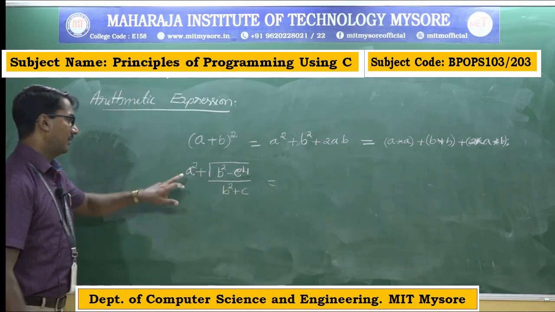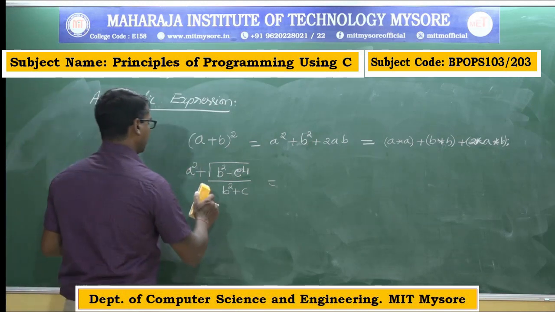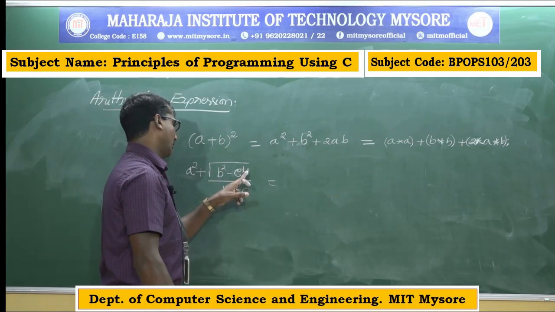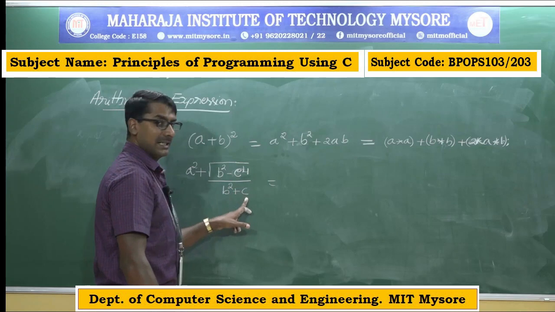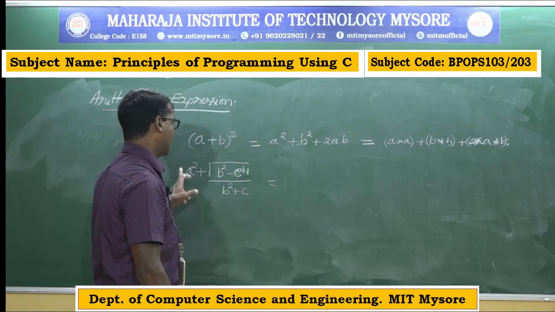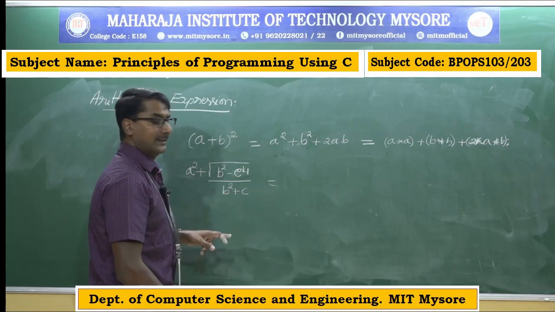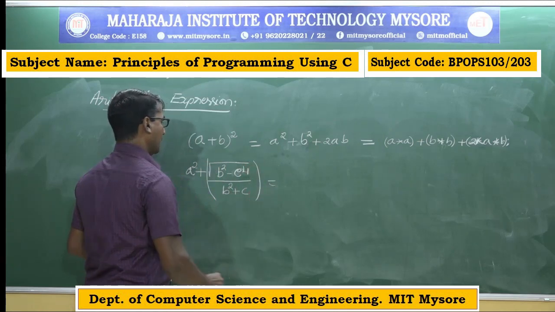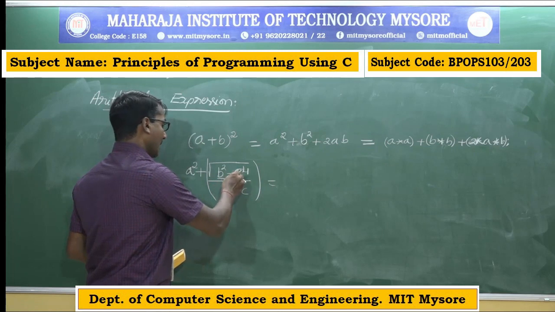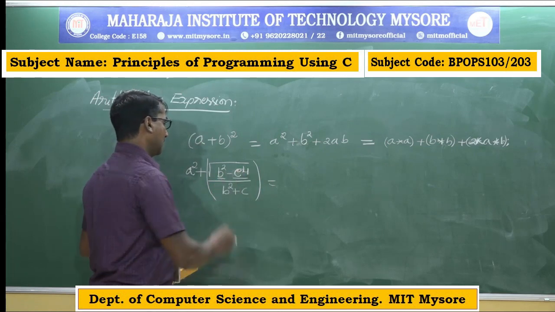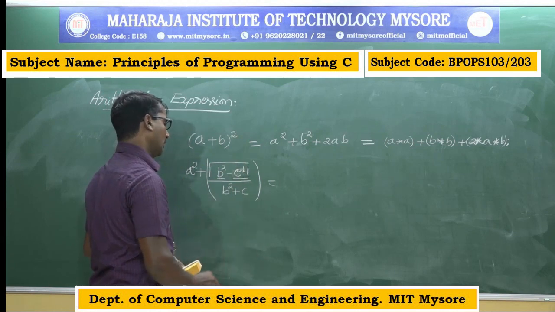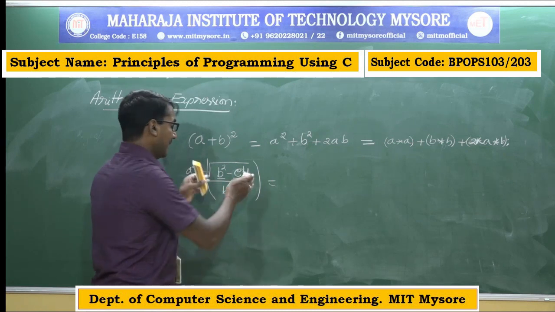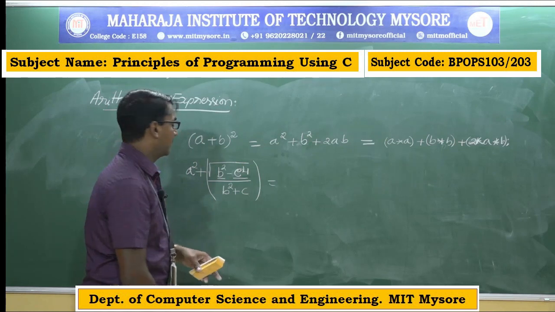Okay, now consider this: a square plus square root of b square minus e to the power of 4, divided by b square plus c. Now this is the algebraic expression, and we need to convert this into a C expression. First we need to evaluate inside: first b square, later e to the power of 4, then the result should be square rooted. Later the value must be subtracted by b square plus c. Then the resultant will be added with the a square value.